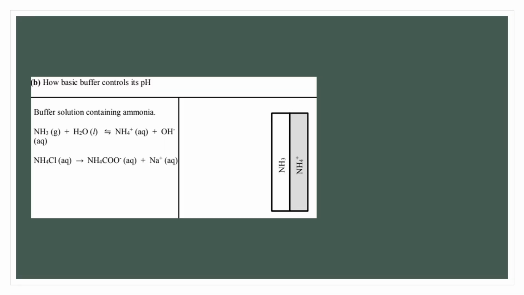Kalau kita tengok on basic pula. So, contoh basic kita ada ammonia. So, ammonia, this is the weak base. Dia akan dissociate to form the ammonium ion. Ini ammonium ion awak. Dan juga OH minus. So, ini adalah basic lah kat sini. Dan kita ada salt.